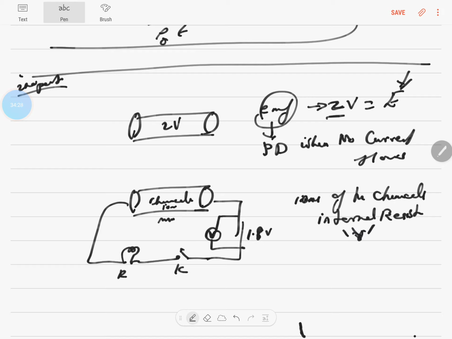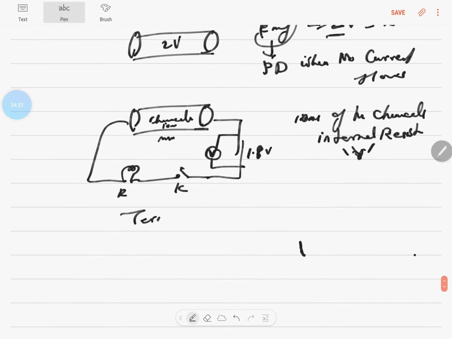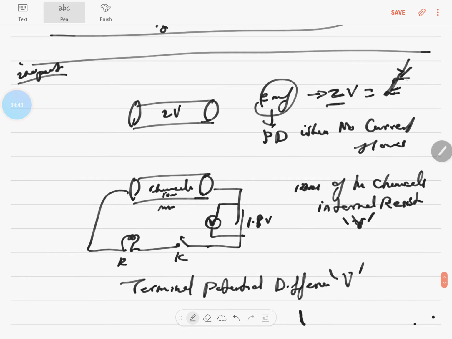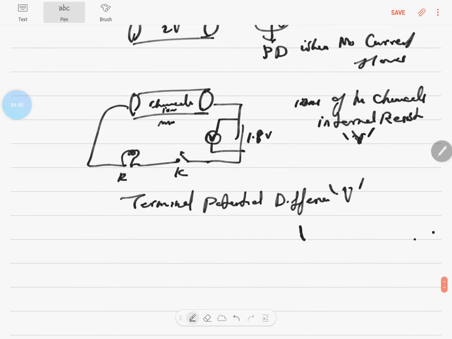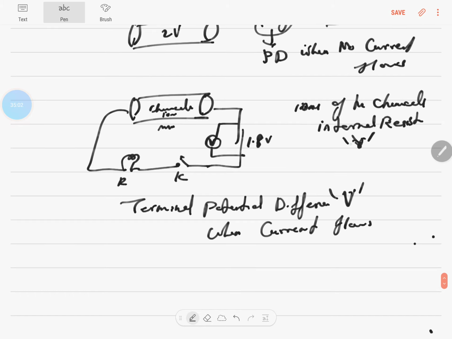And this voltage that is shown in the battery is called terminal potential difference, V. So what is E? The voltage that is shown on the battery when you're purchasing it, but that's when no current is flowing through. What is V? It's the terminal potential difference, which is the potential difference between two terminals when current is flowing. When current flows, you know that V will be lesser than E. The reading in the voltmeter will be lesser, and r is the internal resistance.